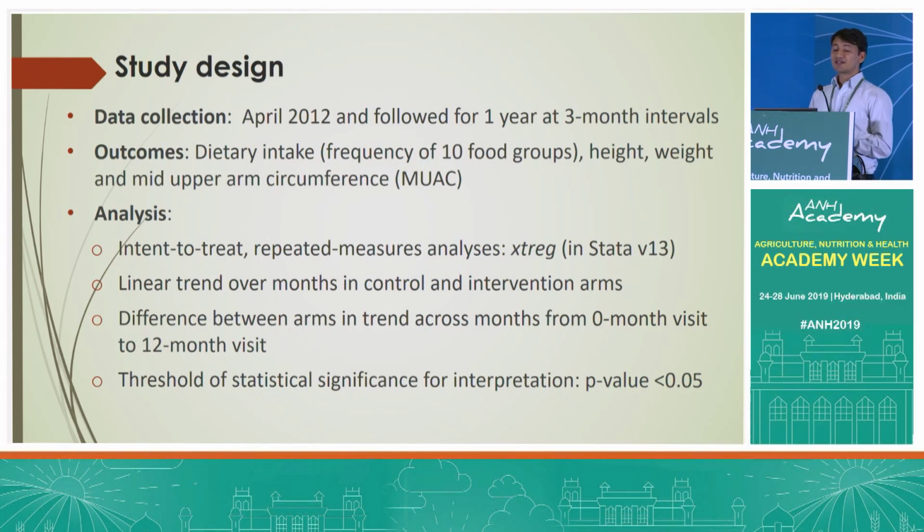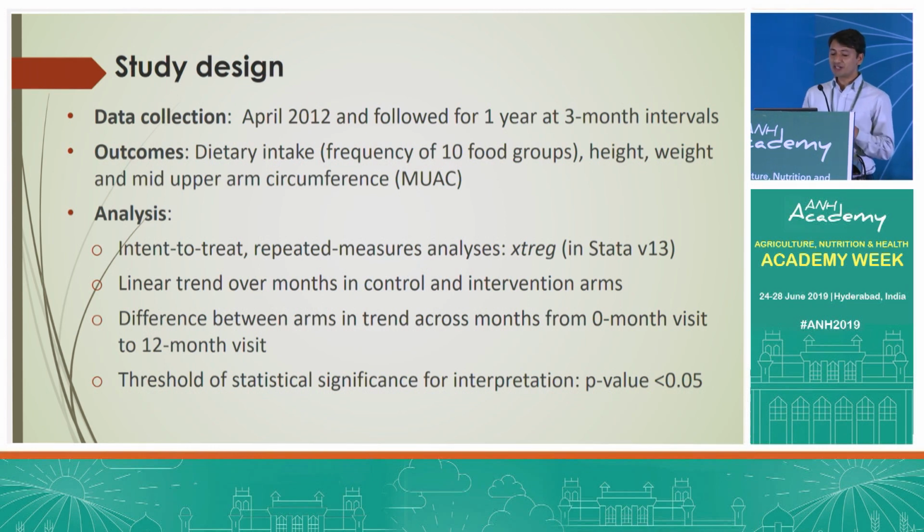So we collected data starting from April 2012 and followed the children for 1 year at 3-month intervals. The outcomes were dietary intake, calculated as frequency of 10 food groups. We obtained the 10 food groups out of 63 individual food items that were asked to the participants, and the other outcomes were height, weight, and mid-upper arm circumference.